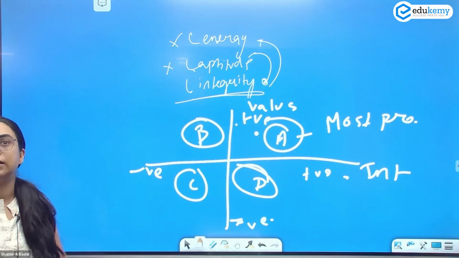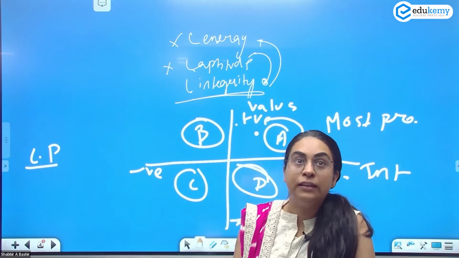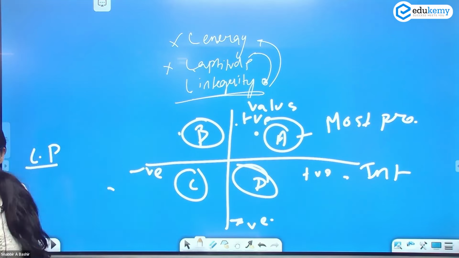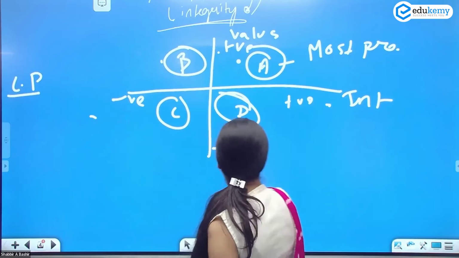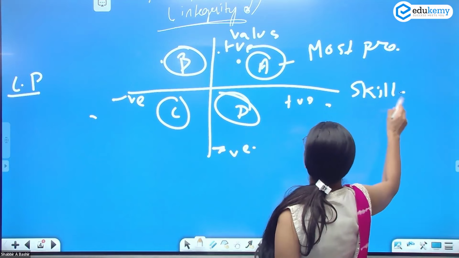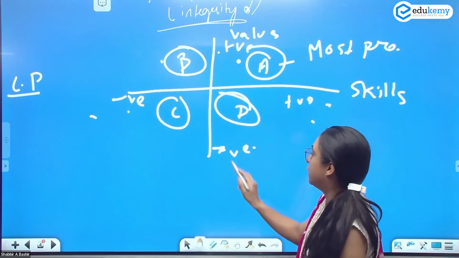Most preference is A, the least one. Who will be the least preferred? You prefer B the least. Intelligence सबसे कम है, but values अच्छा है. एक second. Integrity नहीं, intelligence है. ये skill है. Values और skill के basis पे. ये skill negative है, ये skill positive है. ये values positive है, ये values negative है.